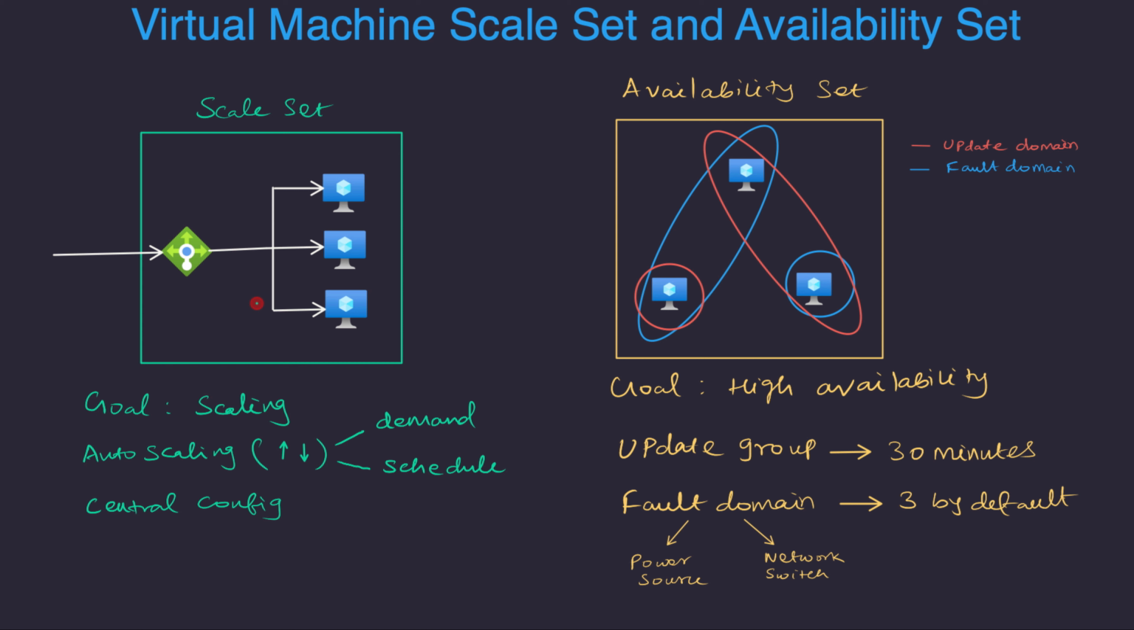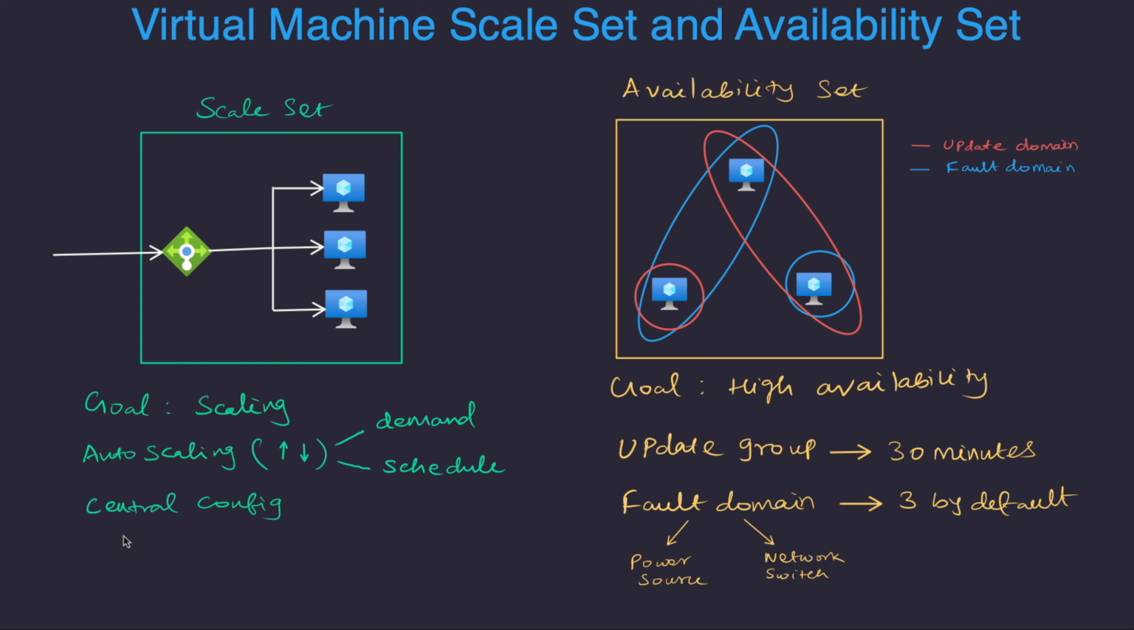But with virtual machine scale set, Microsoft automates most of this work. So the goal of virtual machine scale set is scaling. And when you create virtual machine scale set, you'll specify the image that you want to use for your virtual machine. And you'll also specify how many virtual machines you want to start with. Microsoft will automatically create those many virtual machines with the same configuration behind the scene. And it will also deploy load balancer that will distribute traffic to your backend virtual machines. And this virtual machine scale set supports auto scaling, which means you'll be able to increase or decrease number of virtual machines based on either demand or schedule.